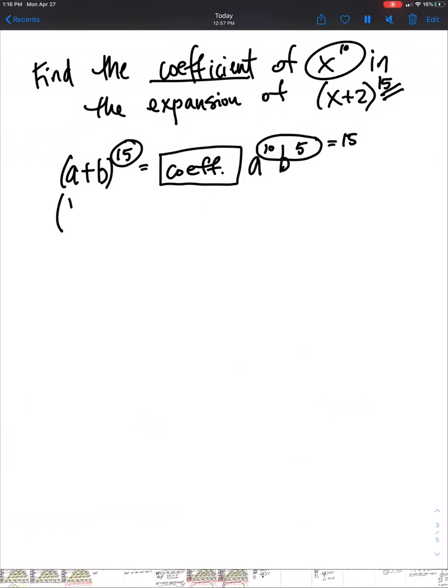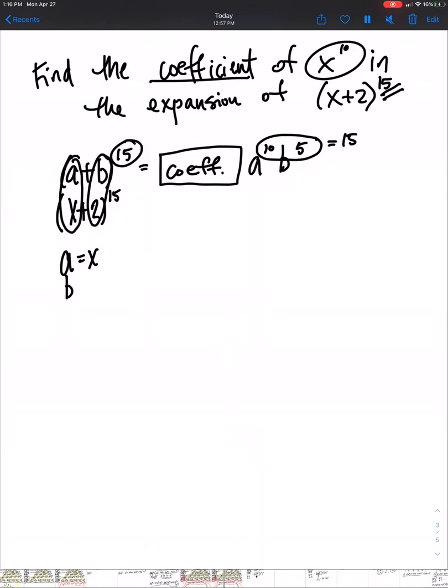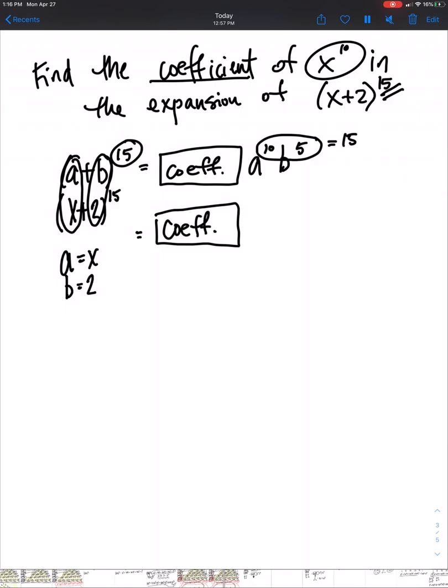Okay, so a plus b, except now we have x plus 2 to the 15th. So a is equal to x, and b is equal to 2 here. Okay, so I'm going to have some coefficient, and I'm going to tell you how to find that in just a second. And then I have a is x now, so x to the 10th, and b is 2, so 2 to the 5th. Okay, so I'm going to do the math here. 2 to the 5th is 32.